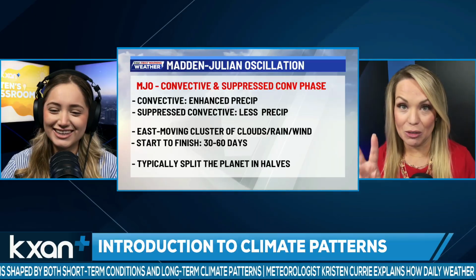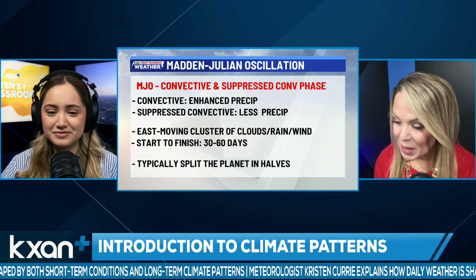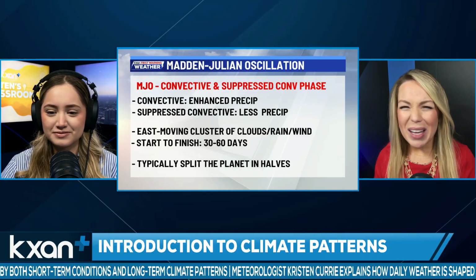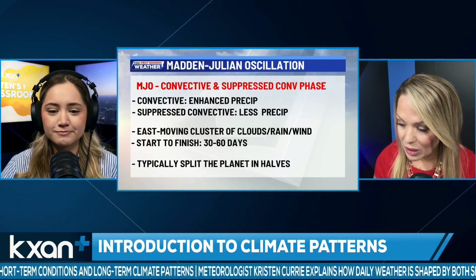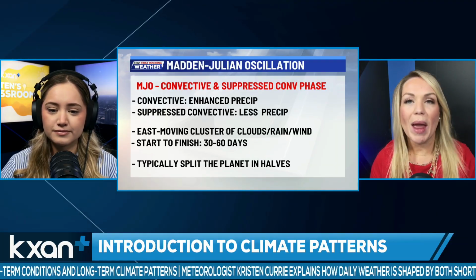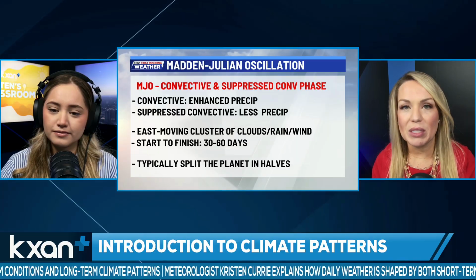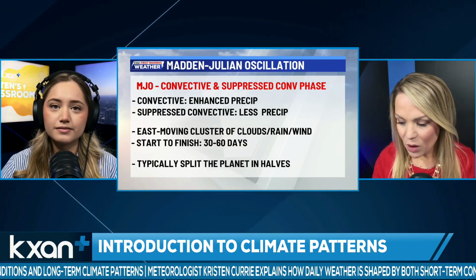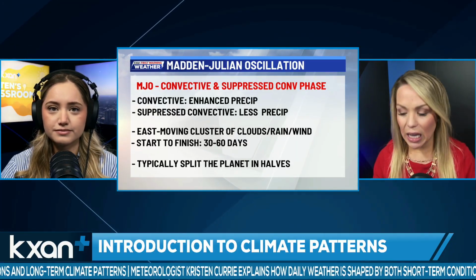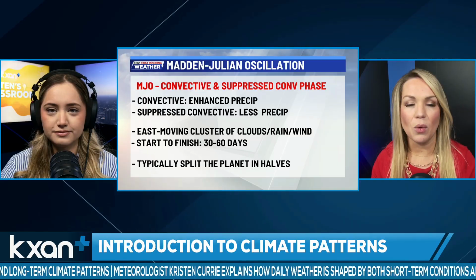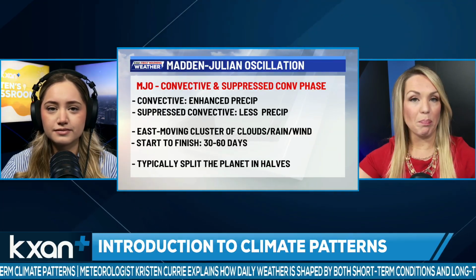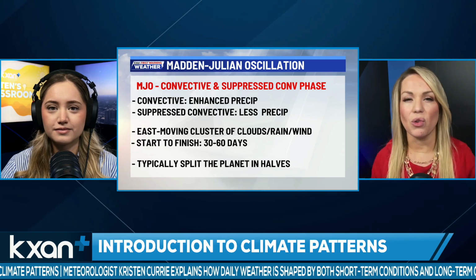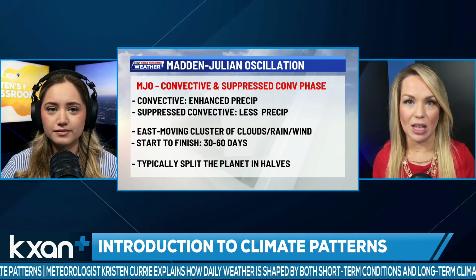Climate pattern number two of three that I'm going to share with you today: the Madden-Julian Oscillation, not quite as well known as the El Nino La Nina pattern. The Madden-Julian Oscillation is basically looking at precipitation associated with this east-moving cluster of clouds, rain, wind, and pressure differences. So think of, put very simply, a big group of very stormy weather. Convection is basically thunderstorm development.